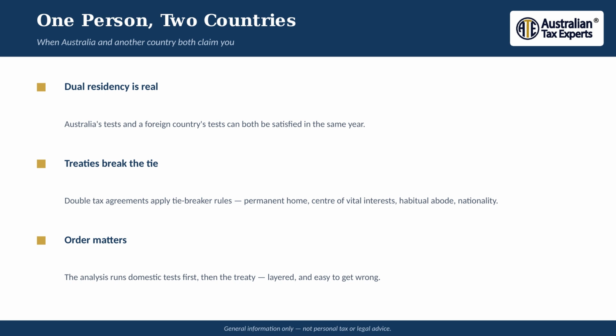Most of Australia's treaties contain tiebreaker rules that allocate you to one country, applied in strict order: where your permanent home is. Failing that, your centre of vital interests, the country your personal and economic life gravitates to. Failing that, your habitual abode. And finally, nationality. 2 things to remember. The analysis is layered, domestic tests first, then the treaty. And the order of the tiebreakers is mandatory, not a menu. Done out of sequence, the answer comes out wrong.